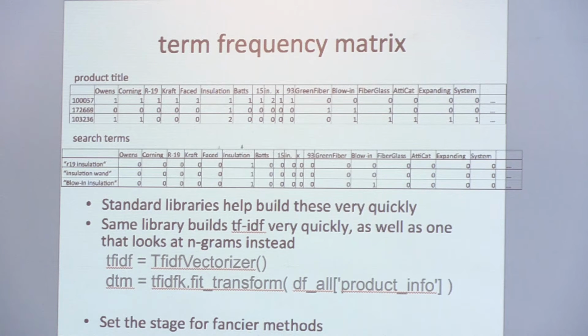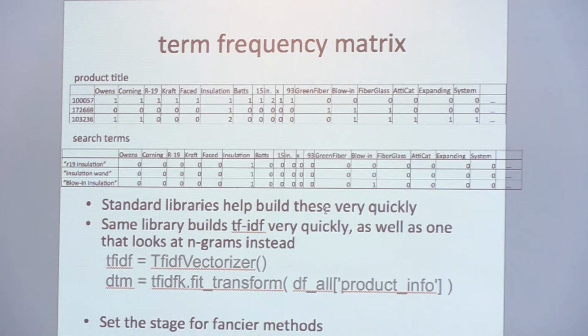And then you can do the same thing for the search terms, and then doing a simple dot product between the two matrices gets you the exact same result as you did for words in search term: are they in the product title? So it's just a simple dot product, and it does it really efficiently. Standard libraries help build these very quickly.